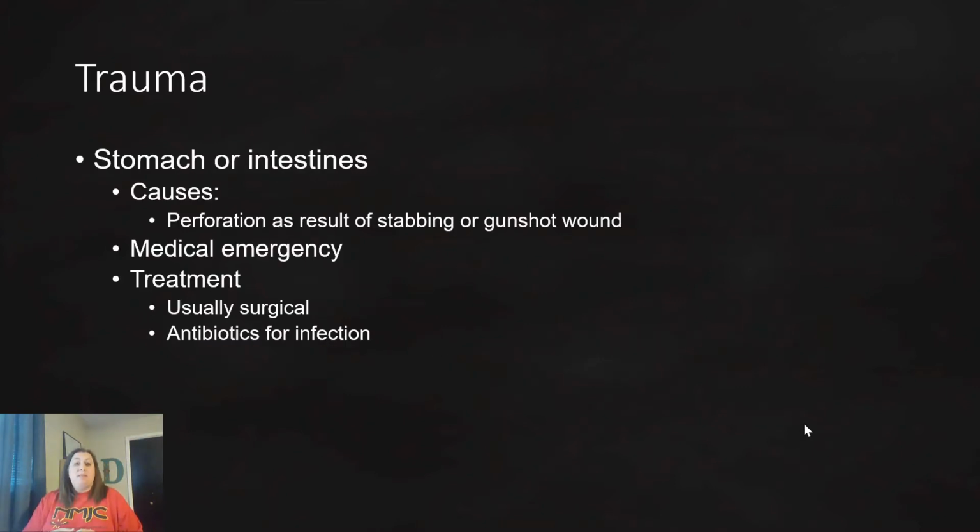Another trauma could happen to the stomach or intestines. This is where there is a perforation that results in an opening in the organ. This could be due to any kind of stabbing, gunshot wound, or something actually impaling the individual. This is a medical emergency because the contents of the stomach and intestine have those toxins we talked about, whether it's acid or bacteria or enzymes that are going to potentially break things apart, and we don't want that leaking into the abdominal cavity. Treatment is usually surgical to close up those holes, and then antibiotics may need to be given after the surgery in order to help prevent infection.